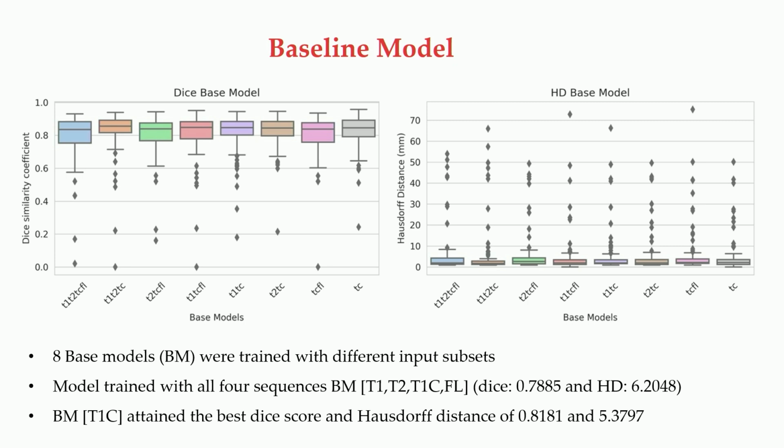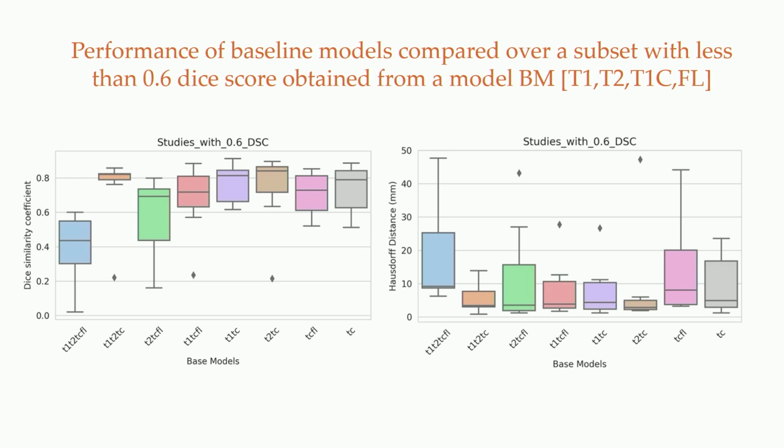From all 4 inputs down to one single input, we compared the Dice scores and the Hausdorff values. Here we learned that according to the input we fed to the model, the Dice accuracy is different for each case. So we compared the performance of the baseline models by considering the cases that performed poorly, poorly segmented with all 4 inputs fed to the network, with under 0.6 Dice score.